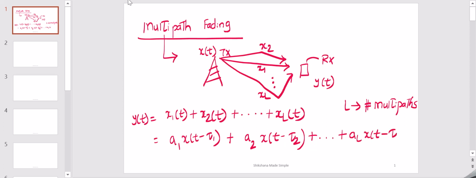So here we notice that a1 is greater than a2, which is greater than aL, right? Because the signal which travels a longer distance would undergo more attenuation, and hence this relation holds good. And the one which travels a longer distance will have more time. So this is the relation for the delay, right?